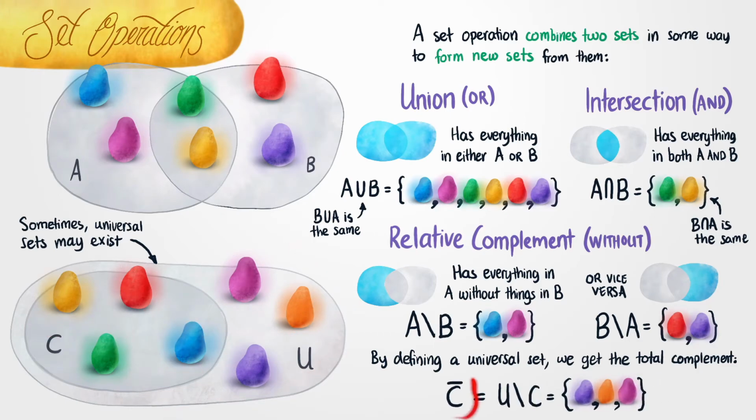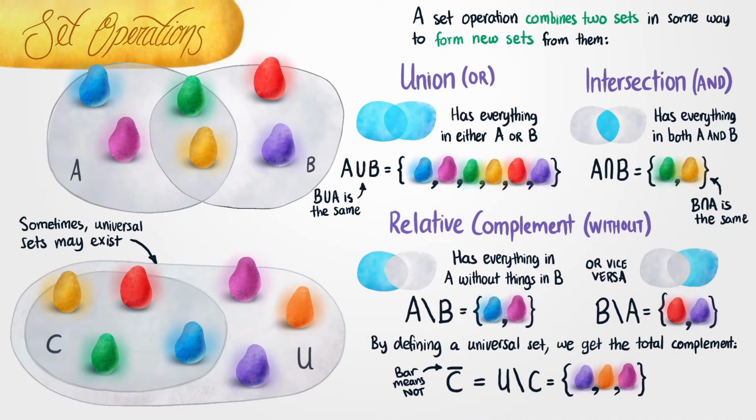So when we write this bar on top of C, we are assuming that there is actually a universal set. And you can actually read this as the set not C. Or in other words, it's the jelly beans that C doesn't like. But aside from this, I think we're ready to review everything.